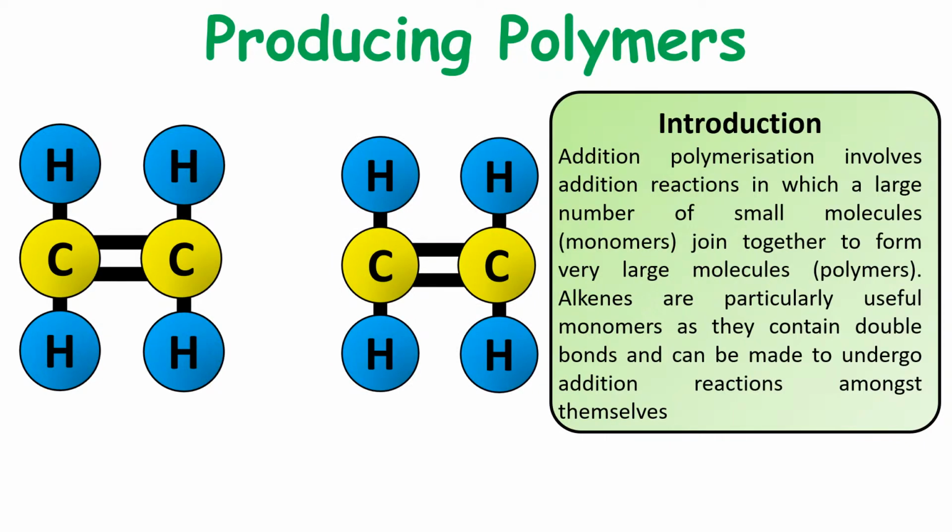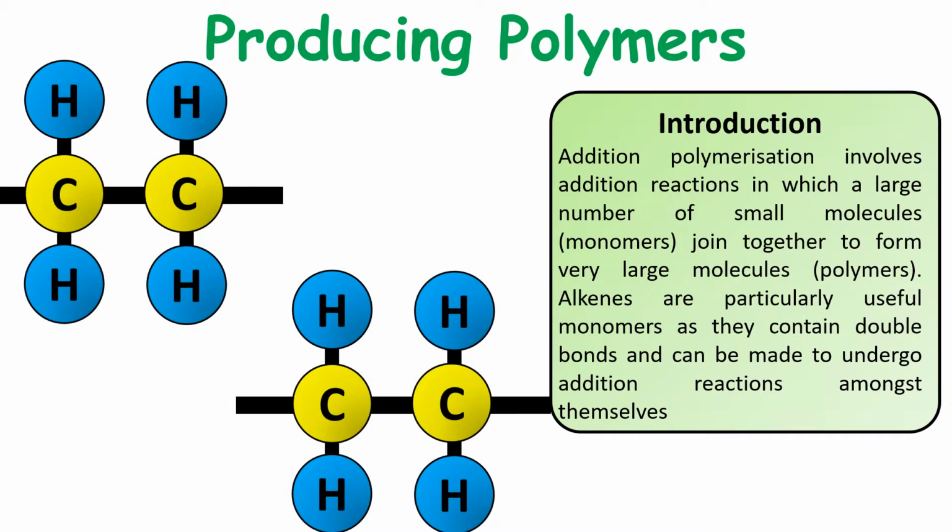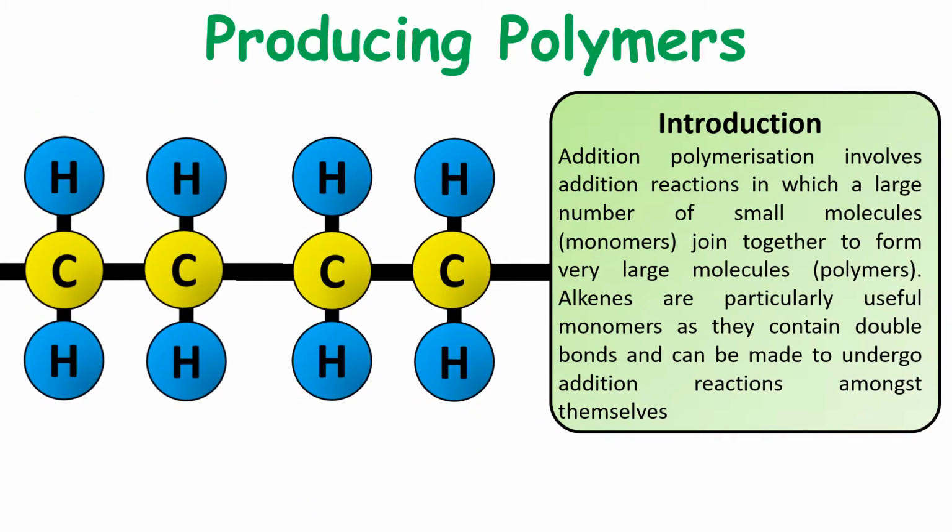Addition polymerization involves the addition of a large number of reactants which will join together. So there we can see 2 individual monomers. You can heat them up, which will cause that double bond to break. So now each monomer has 2 free bonds. And finally, these bonds will join together. So individual monomers will join together and a long polymer will form.